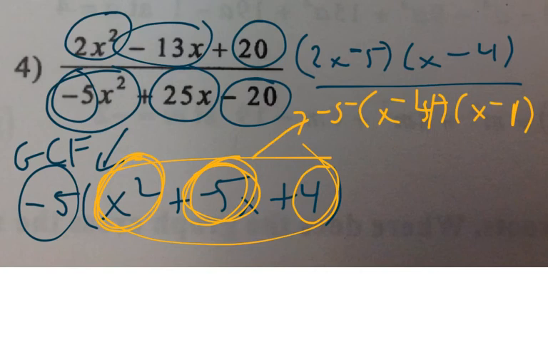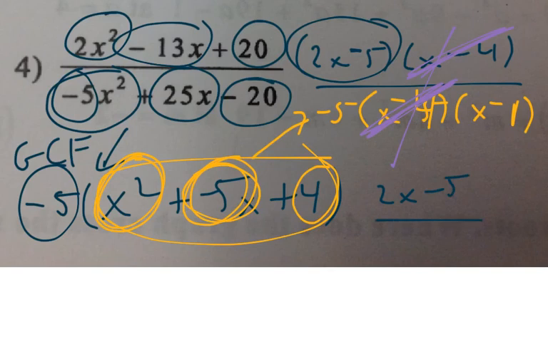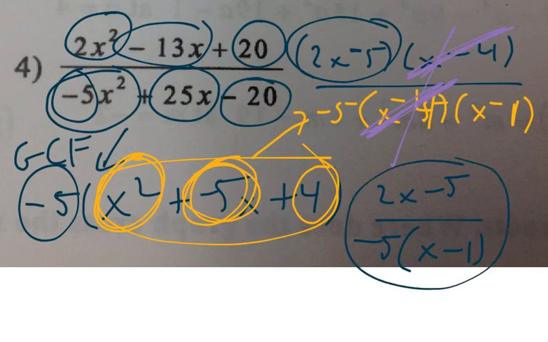All right, hopefully you can see my work there. But follow the purple now, guys. Notice how we have an x minus 4 divided by an x minus 4, which again gives me 1. And my final result, guys, is going to be 2x minus 5 over negative 5 times x minus 1. And that's it for problems 1 through 4.